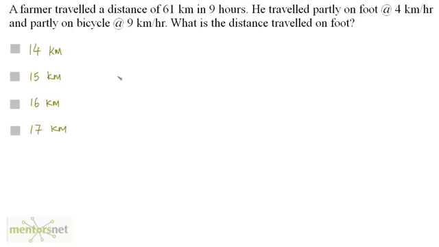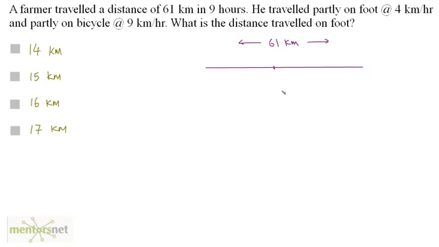A farmer traveled a distance of 61 kilometers in 9 hours. He traveled partly on foot at the rate of 4 kilometers per hour and partly on bicycle at the rate of 9 kilometers per hour. What is the distance traveled on foot? So the farmer travels a distance of 61 kilometers in total. Now some part of this 61 kilometers he travels on foot and the rest of the part on bicycle.